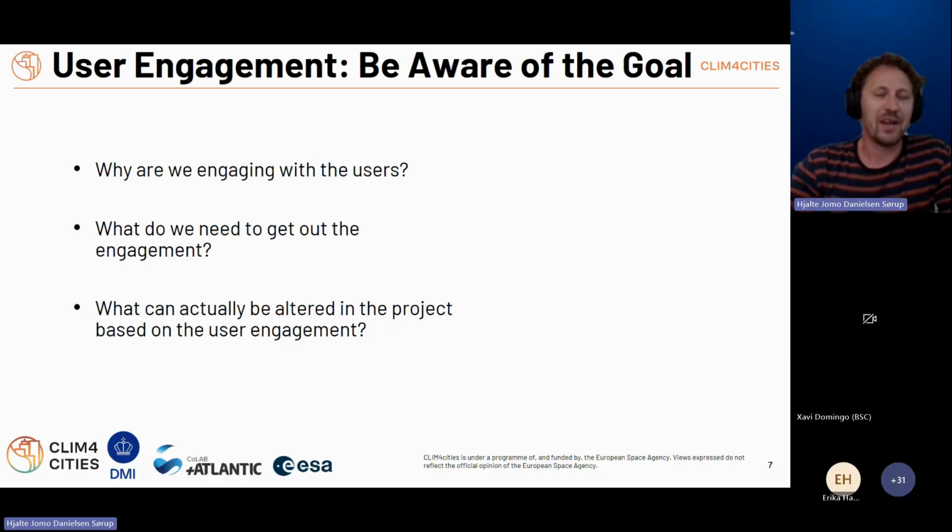Because you have to be very clear that when you engage with users, they are spending time on you, they're investing time in you, and you need to be very open and honest about what they can actually change in what we're doing, so it will be better for them in the end. So asking all these questions to yourself and trying to best possible answer them is a very good start of designing a user engagement process.